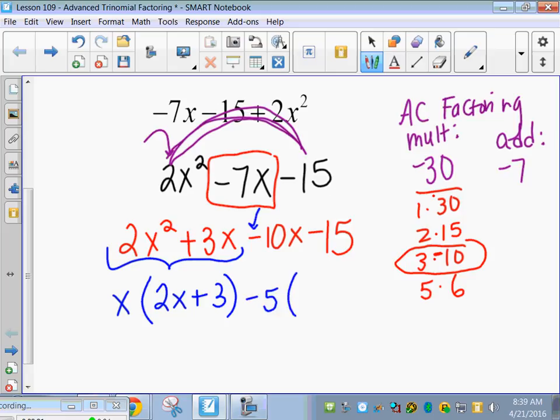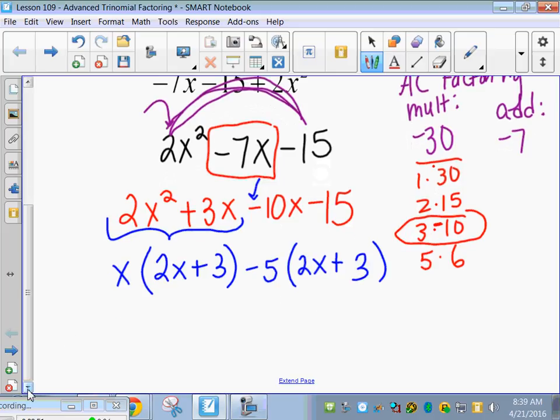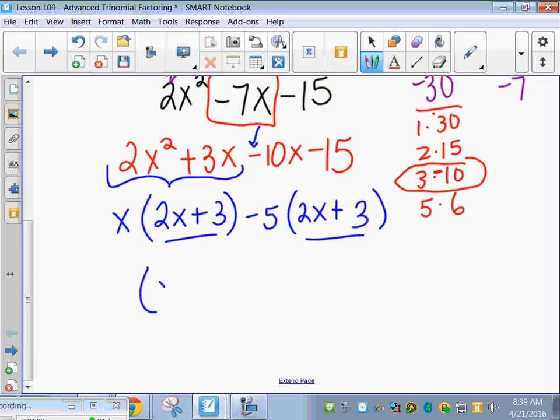If I take a negative out, it's going to change this to positive, and you want to think 5 times what gives me 10, so 2x. Same thing here, I took a negative out, so that's going to change it to a positive. And 5 times what gives me 15? 3. Plus, these have to match, or you messed up. Now whatever I factored out goes together, and my second set of parentheses is like a GCF, 2x plus 3. And we're done.